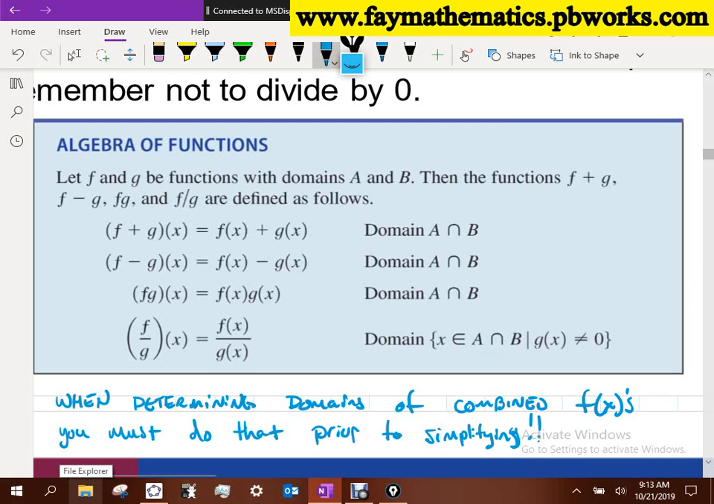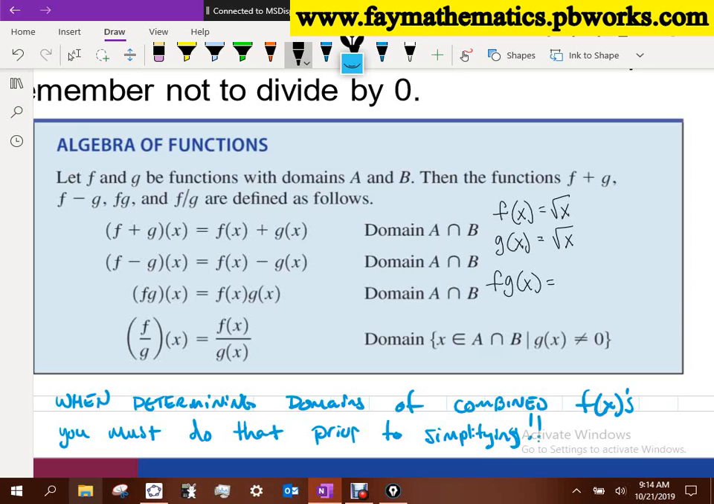Let's just do one that's really simplistic. Let's say f of x is equal to square root of x. Let's say g of x is equal to square root of x, and that's fine. You can have two functions, f and g, that are actually the same. If I were to do f times g of x, it'd be root x times root x, which gives me what?